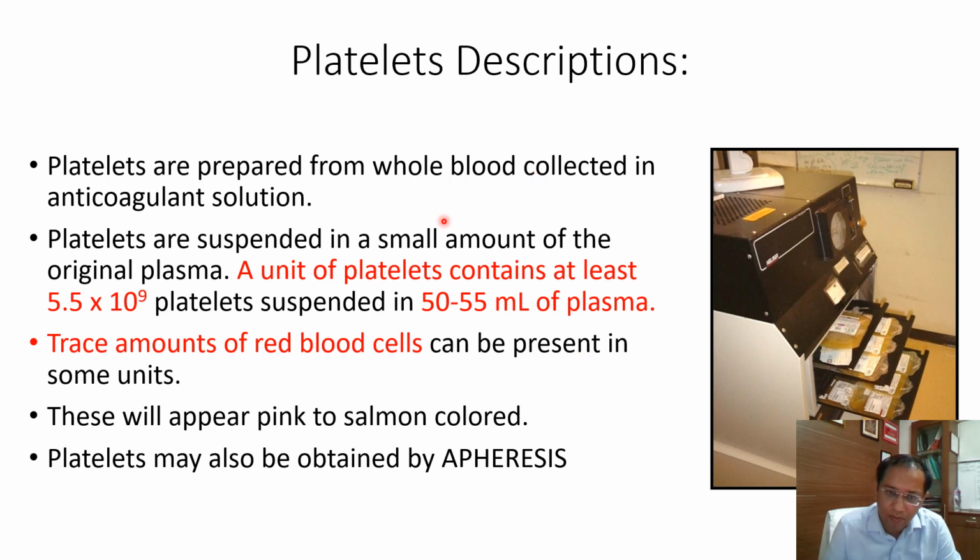Platelets, we all know, are prepared from whole blood collected in anticoagulant solution, and a unit of platelets contains at least 5.5 x 10^9 platelets suspended in 50 to 55 ml of plasma. So there is a considerable amount of plasma, and there is some trace amount of red cells. These platelets appear pink to salmon colored, and they can be obtained also by apheresis. So there are random donor platelets, which are a byproduct of the whole blood, and you have the apheresis product or the jumbo pack or single donor platelets, which are used in special conditions.